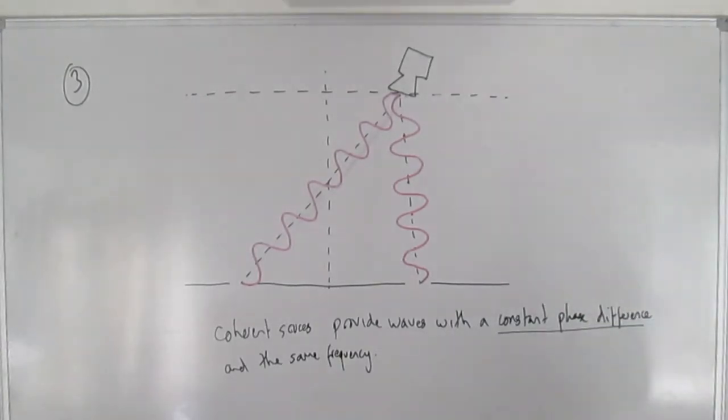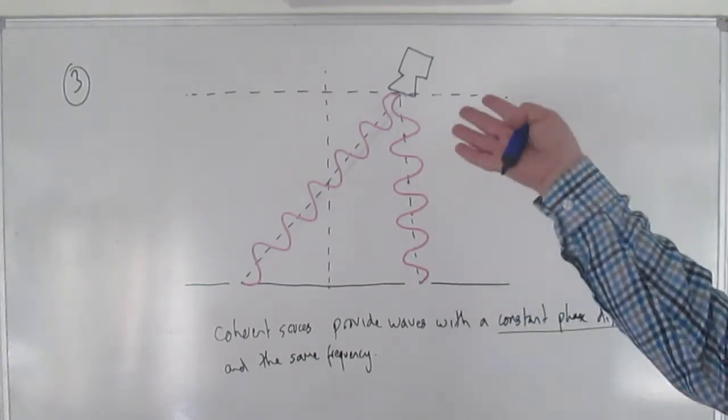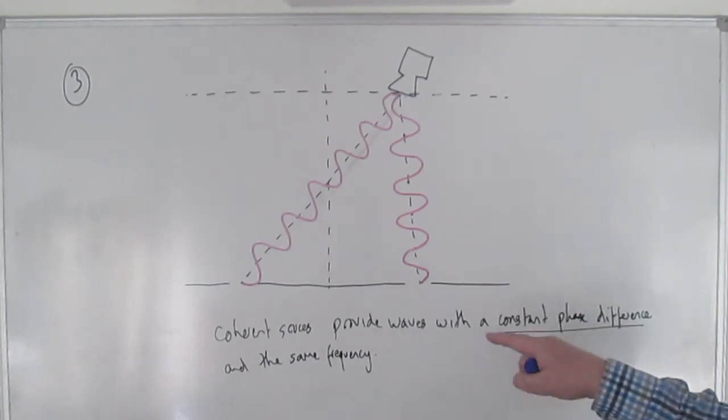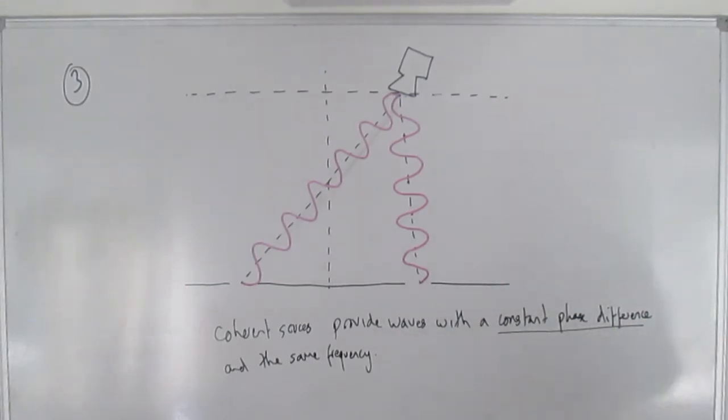Okay, so that's the definition of coherent sources, but it's one of those where most of the time when you're thinking about them, you just draw waves with the same phase, but it doesn't have to be the case. So when you're learning the definition, make sure you get constant phase difference.